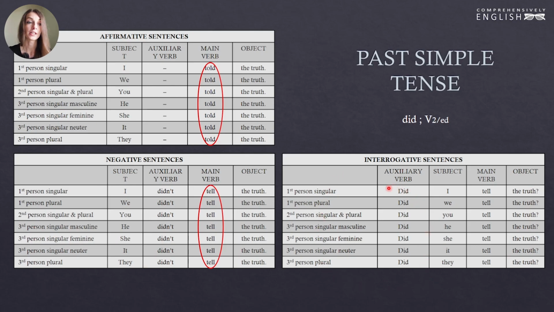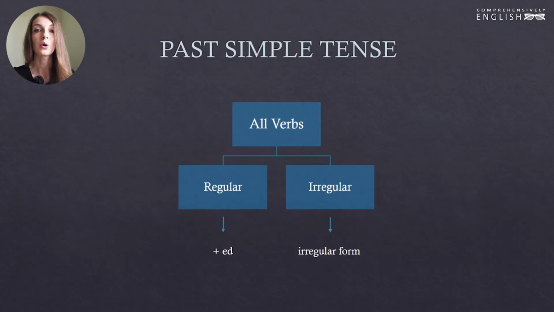We have did in the first place, as we usually do in questions, and your main verb is in the first form again. Did I tell the truth? Did we tell the truth? Did you tell the truth? And so on and so forth. Thus, we divide all the verbs in the language into two groups: regular and irregular. Regular verbs take the ending ed, irregular verbs have their irregular forms.